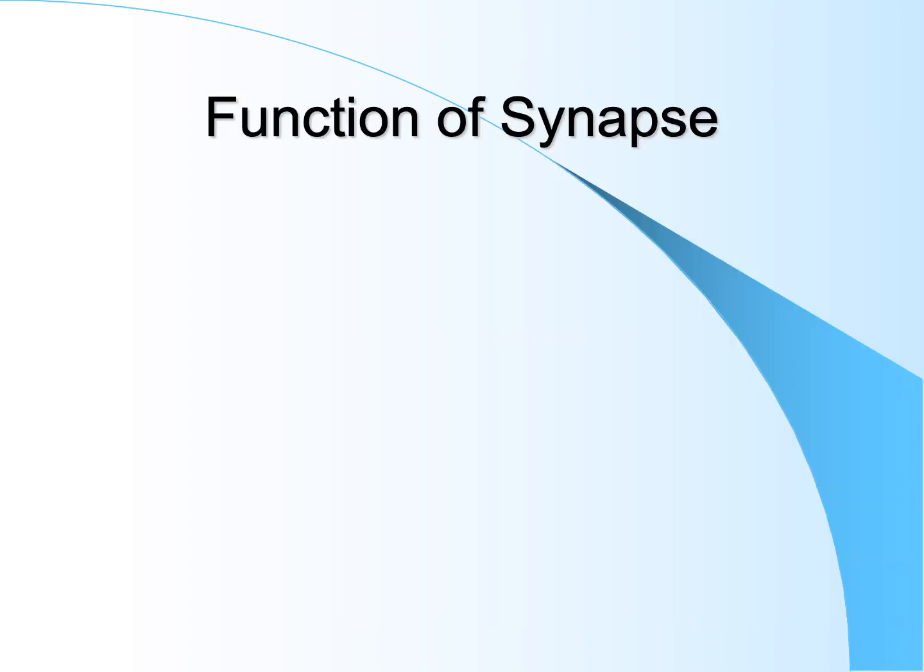So that's how the synapse works. But what's the function of the synapse? So the synapse is going to act as a relay checkpoint. It's going to make sure that we get the correct signal going through the pathway.